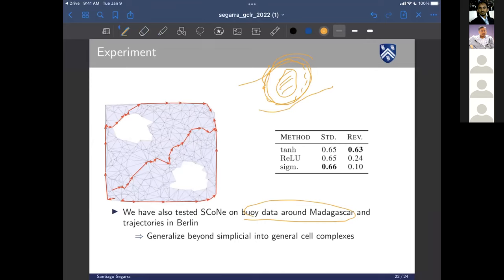And to do that, we need to extend SCONE and this analysis and go beyond simplicial complexes, which are naturally built on triangles, to more general CW or cell complexes, where you have complexes with rectangles or squares or different faces in your complex architecture. And everything that we talked about today carries over very naturally to these more general constructions.